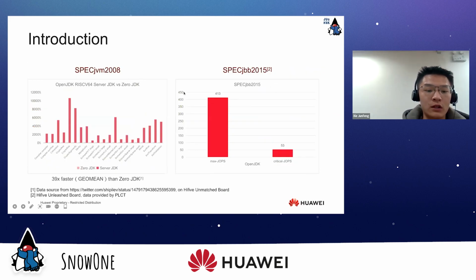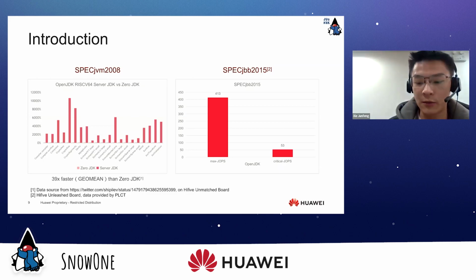The following two figures show the performance on SPECjvm2008 and SPECjbb2015. On average, our RISC-V port is 39 times faster than Zero JDK, based on SPECjvm. And on the right is the score of SPECjbb2015. We do not give a performance comparison here between the two because we failed to run SPECjbb on Zero JDK. Zero JDK is too slow.